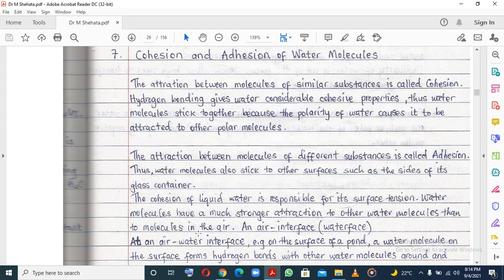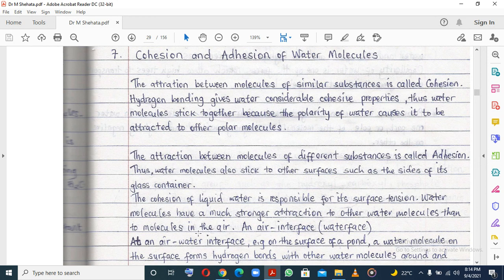So that's why they wanted you to start your biology with a little bit of chemistry, so that you can be able to appreciate all these things. That's why we started with the atomic structure, so that you can appreciate this biology. So again, hydrogen bonding gives considerable cohesive properties.